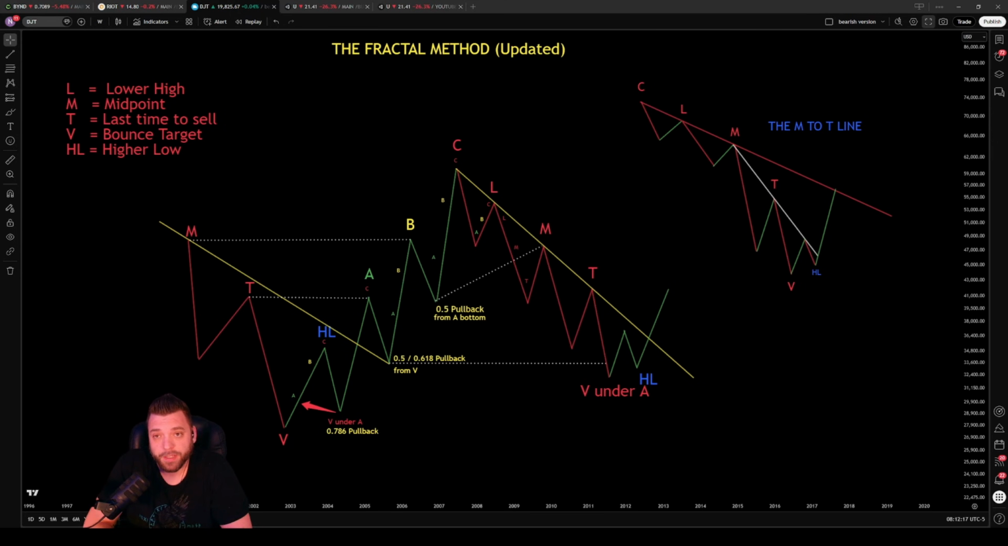The fractal method is a price prediction tool which can be used to foresee the price movements of any stock. There are just some very important rules.